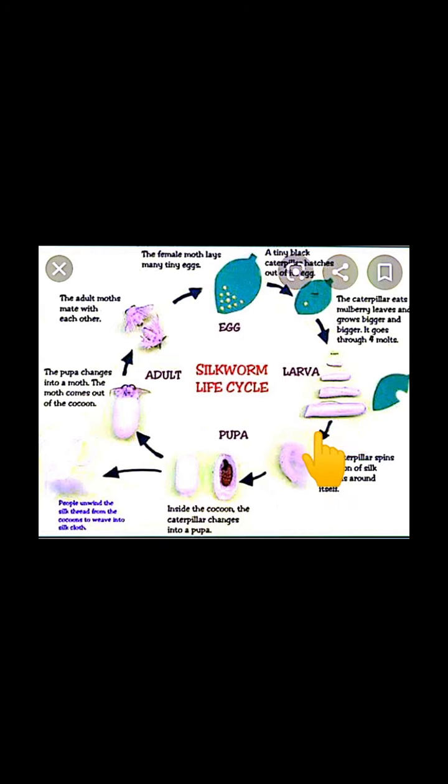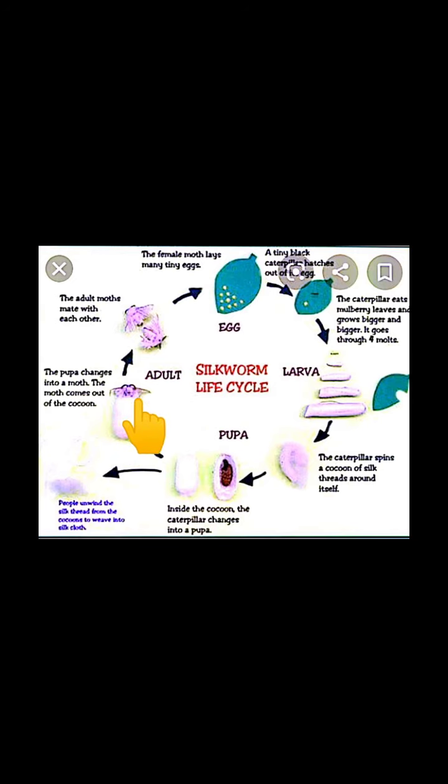This larva starts covering its body with a pure white silk thread, and internally the larva changes into pupa, and its outer view seems like this. At this stage only, people take the cocoon and unwind the silk thread from it by boiling it. Otherwise the cocoon is left for further growth. The pupa changes into a moth internally.